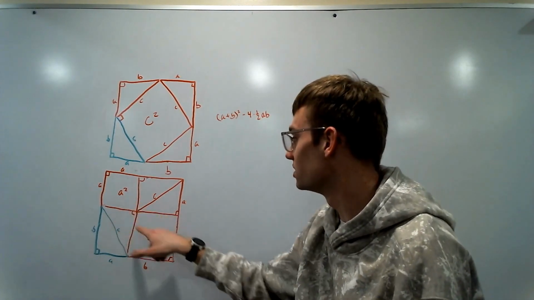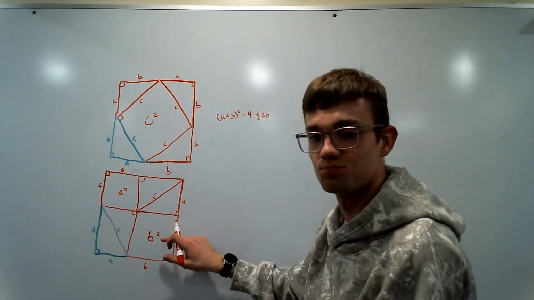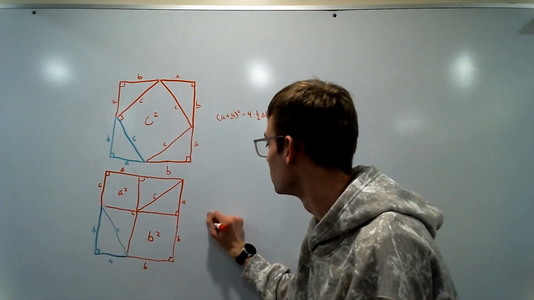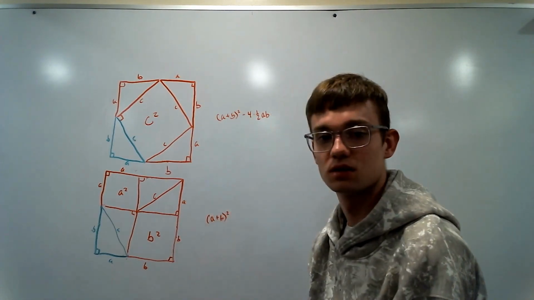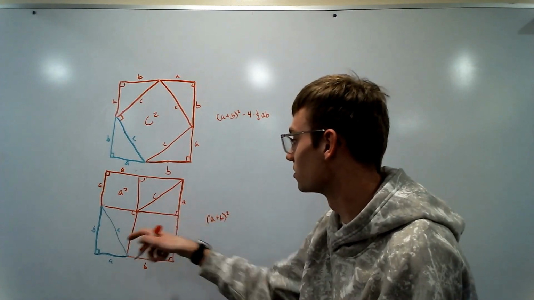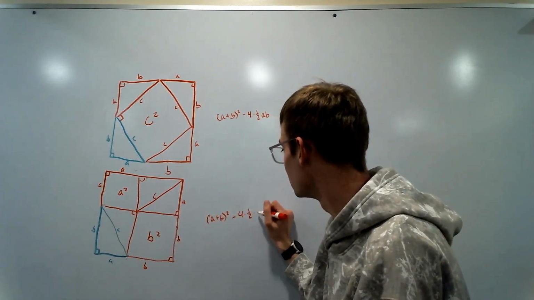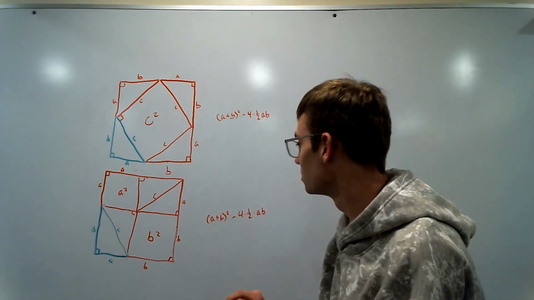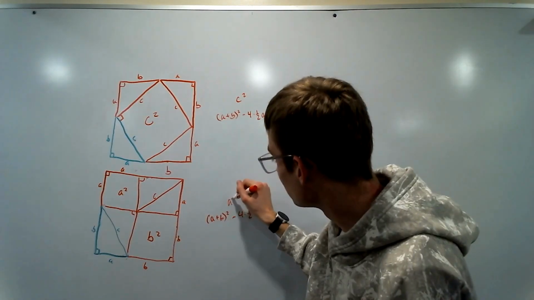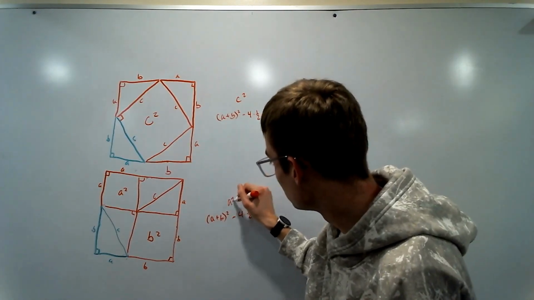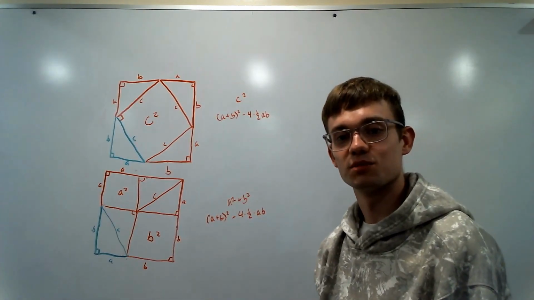This bottom one would have a squared and b squared showing, and their area is also the area of the whole thing, a plus b squared, minus 4 of the same triangles, 4 times 1/2 times ab. So this is c squared, this is a squared plus b squared. So you can also see this way that the theorem holds.